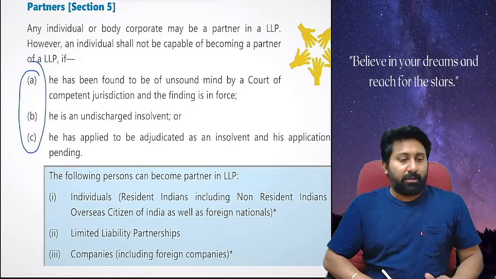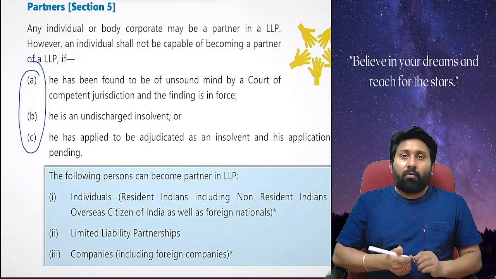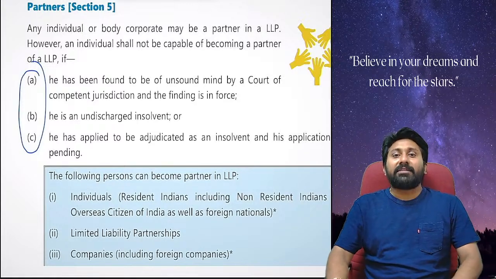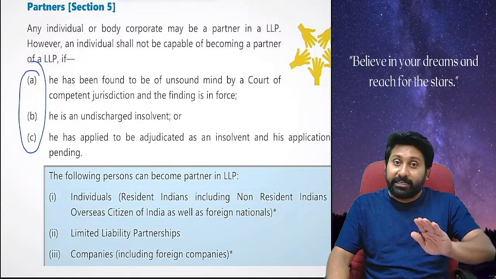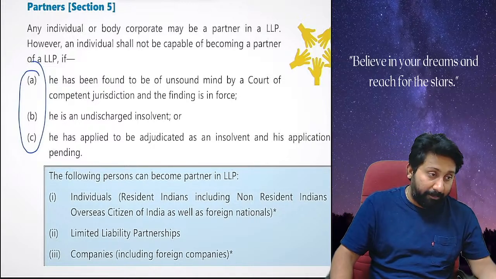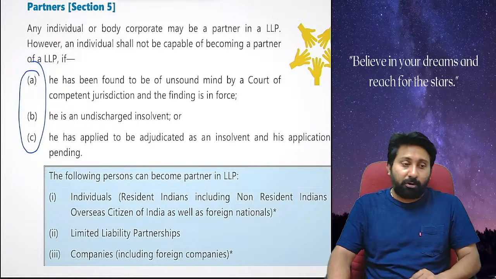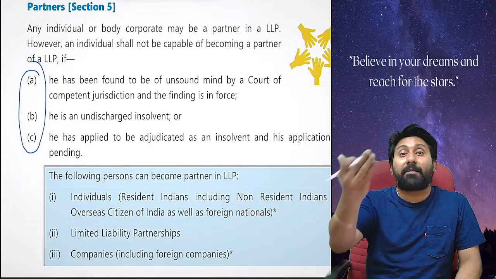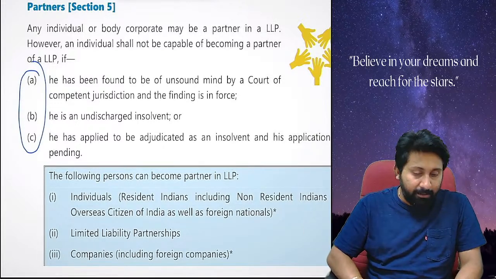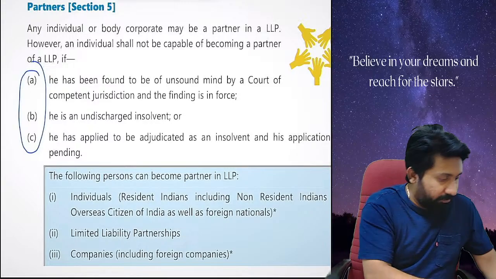Okay. So the point is, what is this section talking about? Section 5 talks about disqualifications for becoming a partner. Section number 24.2 talks about vacation after becoming a partner. Vacation after becoming a partner. See here what I am going to do.